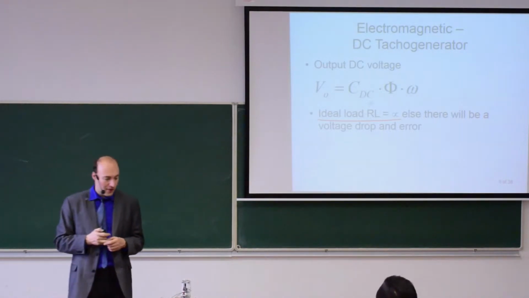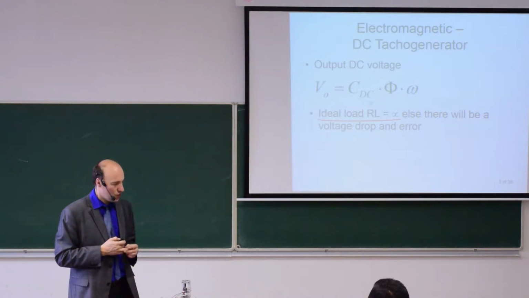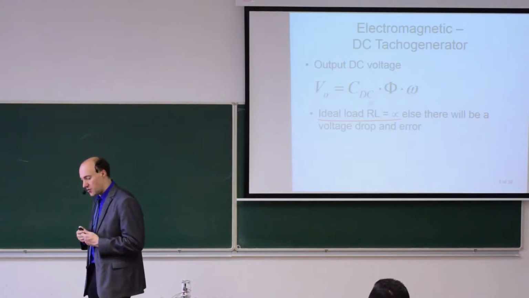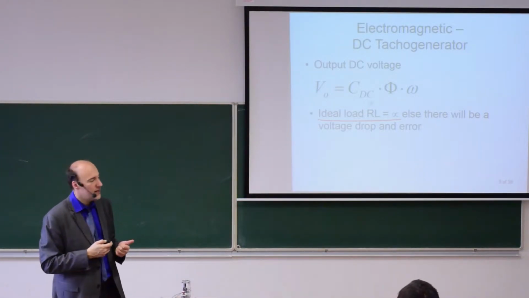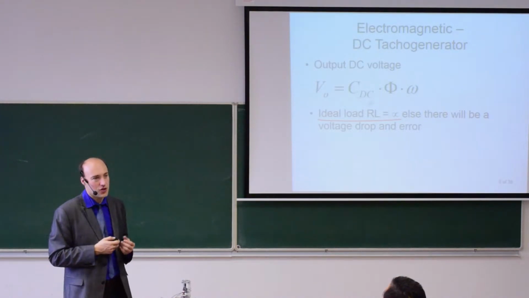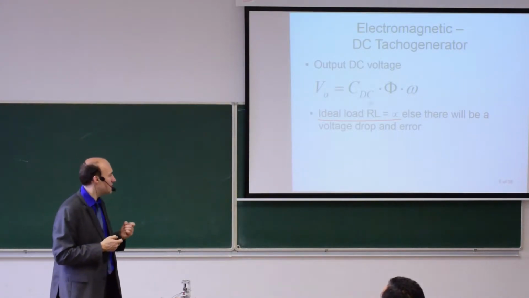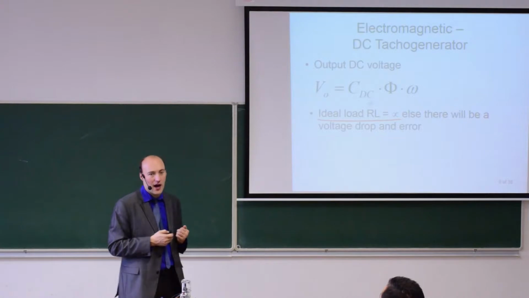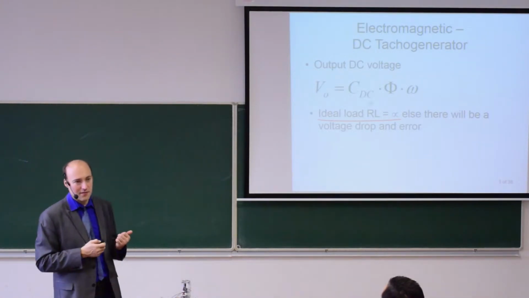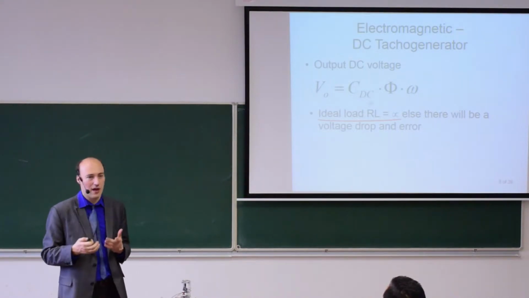However, if we look more closely on its properties, it will be very important to use the correct load. This DC tachogenerator is a voltage source. So it means that if I take a current from it, there will be a voltage drop on its internal resistance. And the internal resistance in this case is relatively high, so I cannot take a really high current. It's not a generator that can be used to power a bulb, for example.